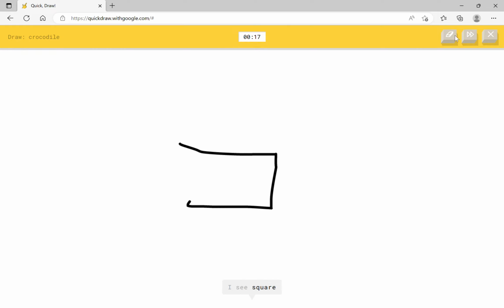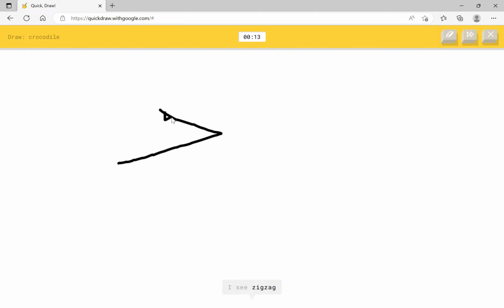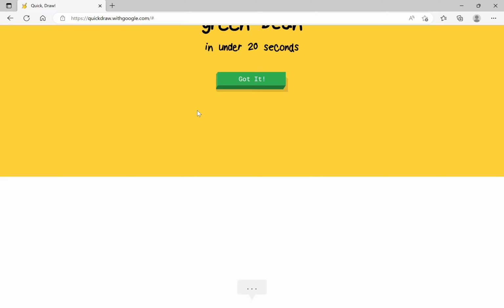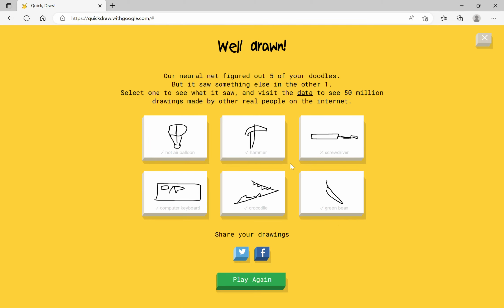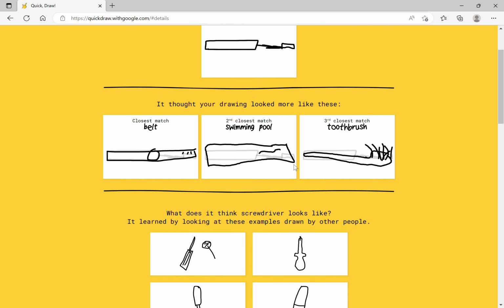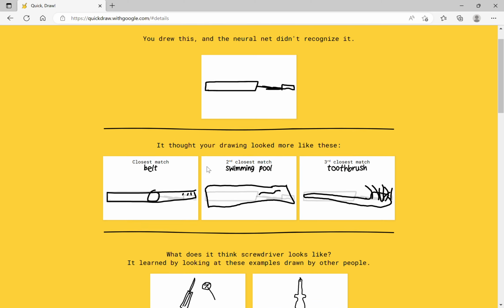Crocodile. I see square. I see zigzag. Or green bean. Oh, I know. It's crocodile. I see elbow. Oh, I know. It's green bean. Yeah. So it didn't get. So, wait, that is a sword. Okay.